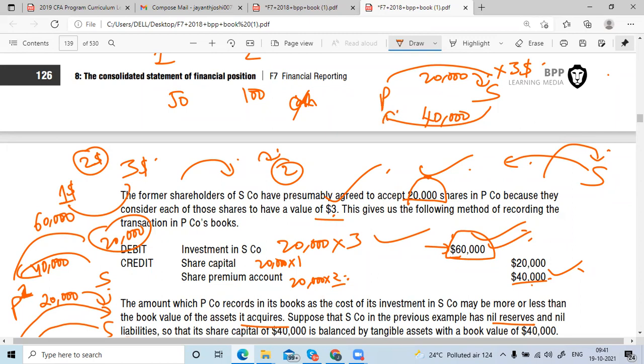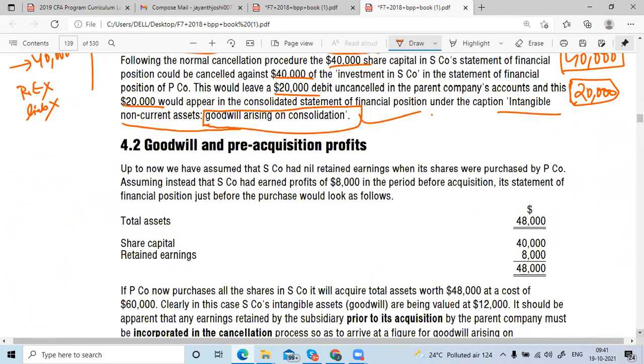So they are taking the shares of S company because they're buying this company, and they're giving their shares. And each share is $3. So investment value is this. They paid extra this much, okay? And the rest of the thing is capital. So they bought the company, they gave their shares, their share value is this, actual value, and extra value is premium. That's it. This is what is done.